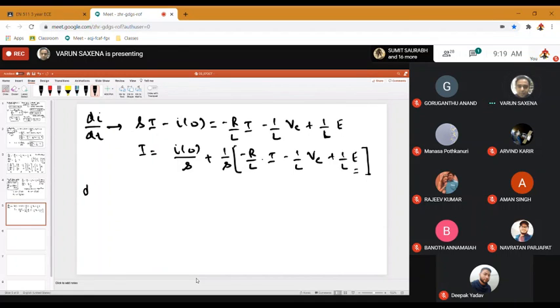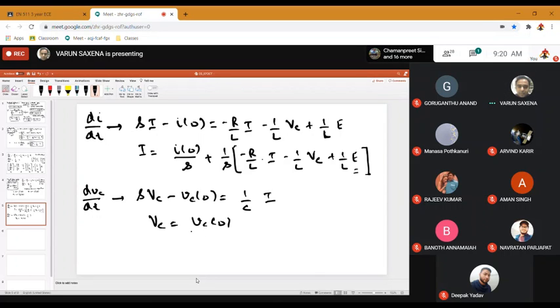Now let's look at the second equation, which was dVc by dt, and this gets transformed to s Vc minus Vc0, and that should be equal to 1 upon C into I. So I can write Vc as Vc0 by S, plus 1 upon S times I by C.